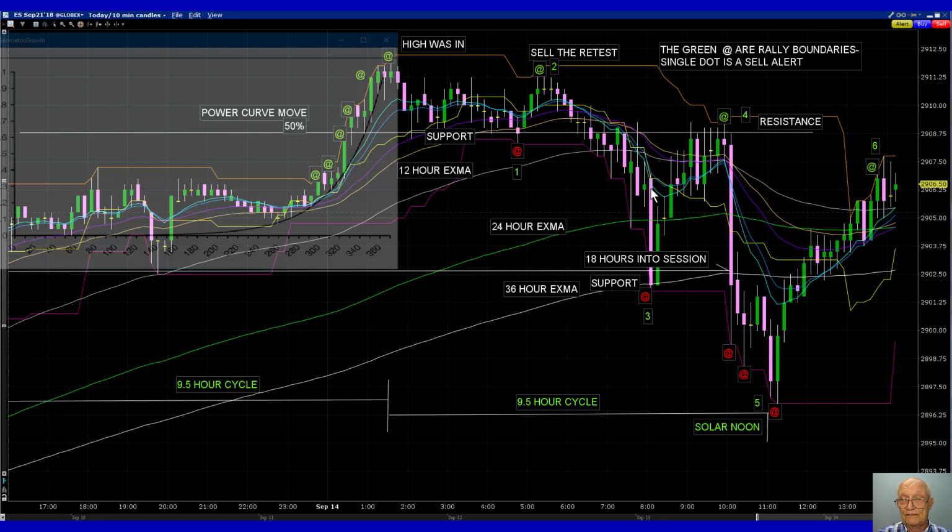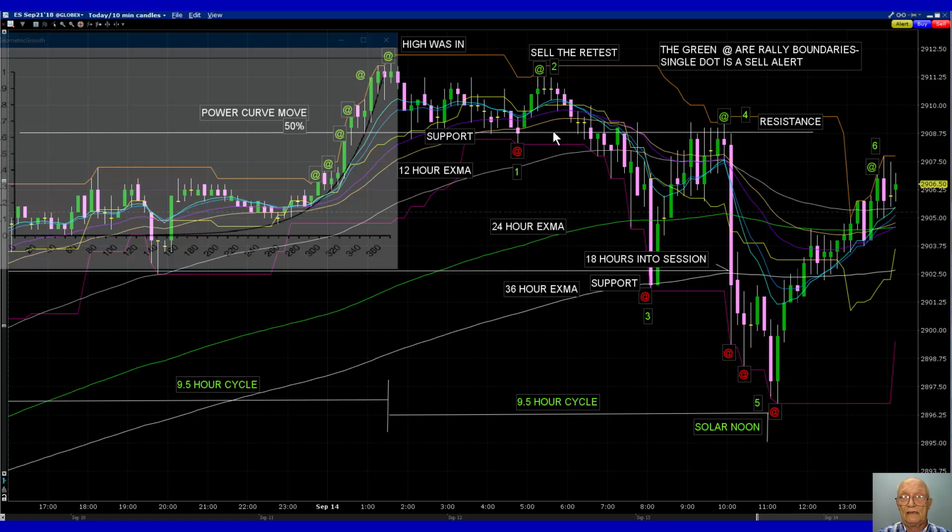Now, it would not be expected that this drop go too far, because this 36-hour exponential moving average is our support, and that came right near the 10 o'clock time Eastern. So this is the 1010 to 1020 bar. Started bouncing back up and looked like excitement was over, but this is the 50% line.